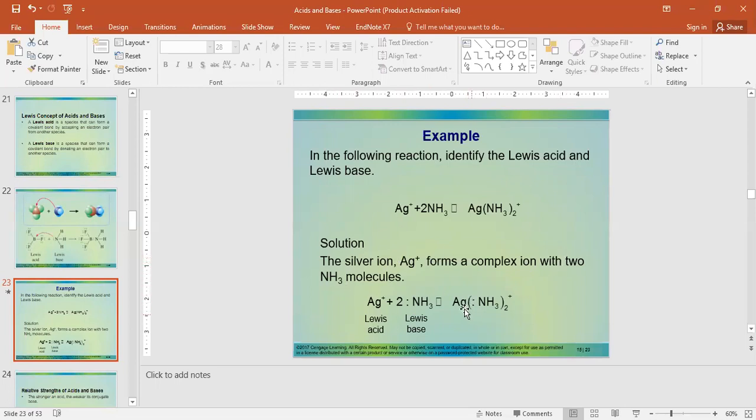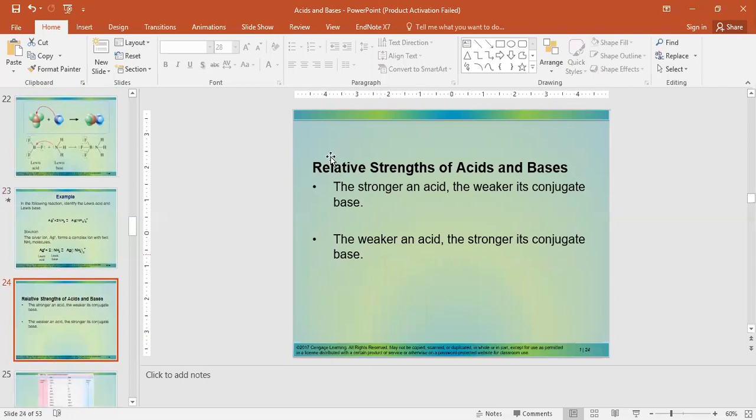And you can see here there is a donation of a pair of electrons from the nitrogen. This is the lone pair of electrons from nitrogen all the way to the silver. And therefore, the silver ion here becomes an electron pair acceptor, while the ammonia here becomes the electron pair donor. Therefore, the electron pair donor here is a base, and the electron pair acceptor here is an acid. Now, how do we tell the relative strengths of acids and the bases?